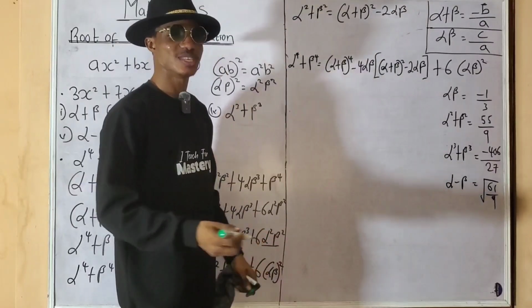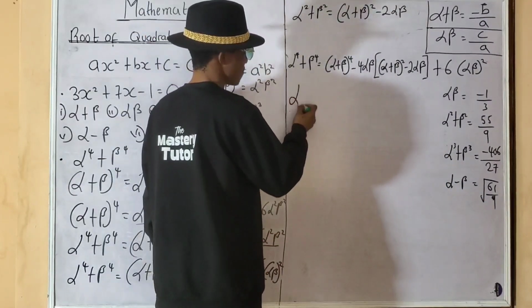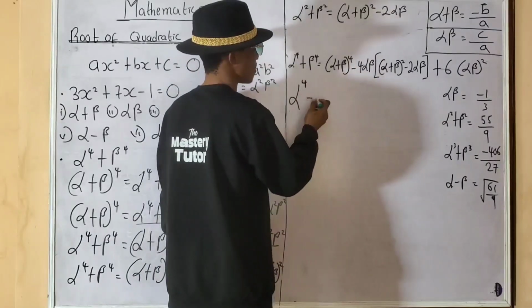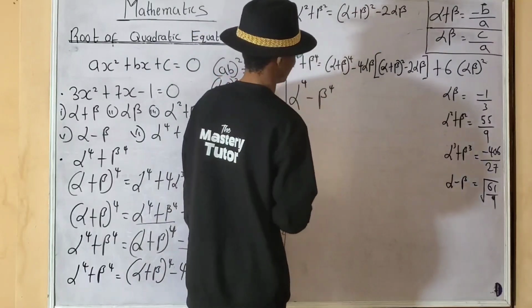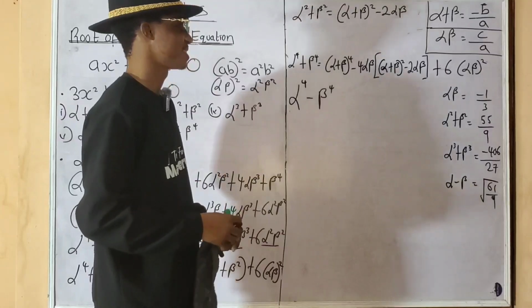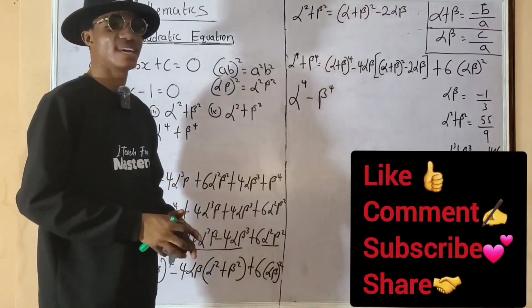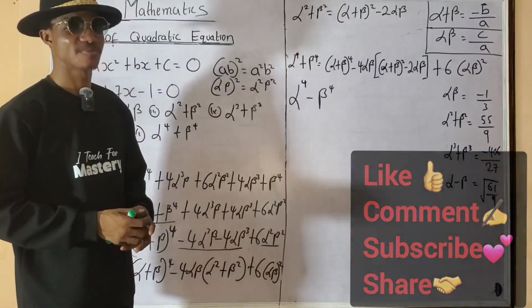I want you to do this as an assignment: alpha raised to the power of 4 minus beta raised to the power of 4. I want you to attempt this. So that is the solution to the question that we have on the board. Okay, let us proceed to the next question.